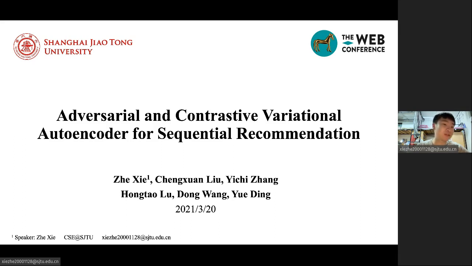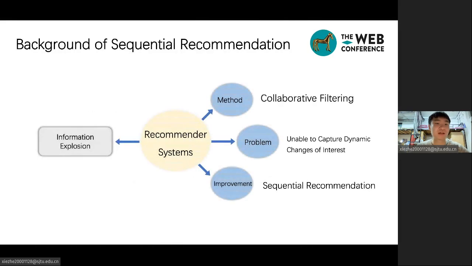In this paper, Adversarial and Contrastive Variational Autoencoder for Sequential Recommendation. For recommendation, there are lots of methods like matrix factorization and BPR and so on.